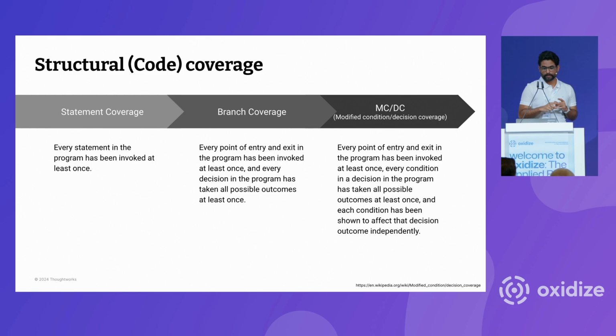Modified condition and decision coverage goes a step further, where a decision can be made up of multiple smaller Boolean conditions. It is a composite condition where you use logical operators to combine multiple small conditions, and here you want to ensure that every subcondition has an impact on the decision you are making. If you have certain conditions which don't have any impact on the branching decision, that means those are redundant, and as per ISO 26262, this is not acceptable.